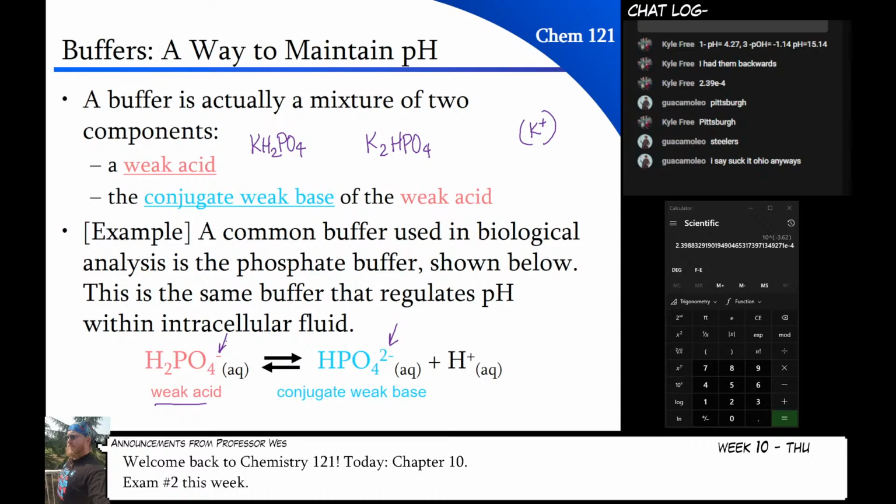So you might hear potassium dihydrogen phosphate, which would be this guy. That's our weak acid. And then potassium hydrogen phosphate, which is this one. You might also hear the words monobasic and dibasic, which is just how many H's have been taken off.